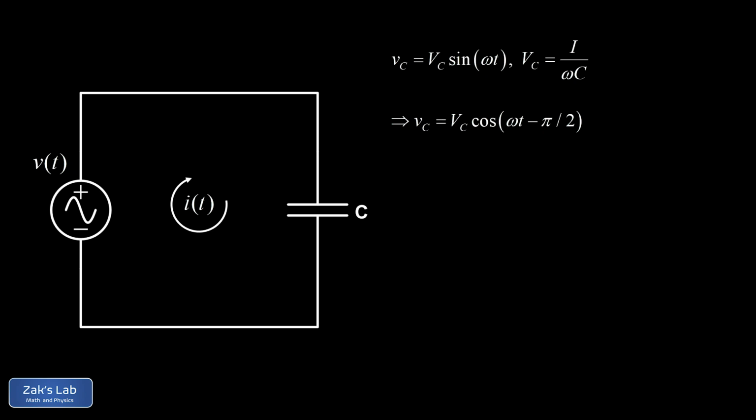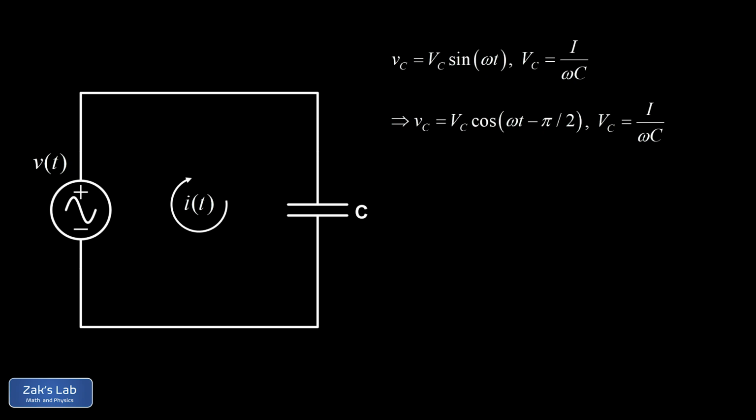Remember, that has a phase angle of 0. I can immediately tell the voltage across the capacitor is phase shifted by pi over 2 relative to the current function. And in fact, it's lagging the current function by that quarter cycle, pi over 2. And again, what does big V sub C stand for? That's I over omega C.